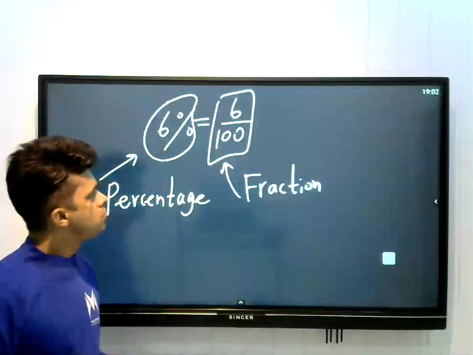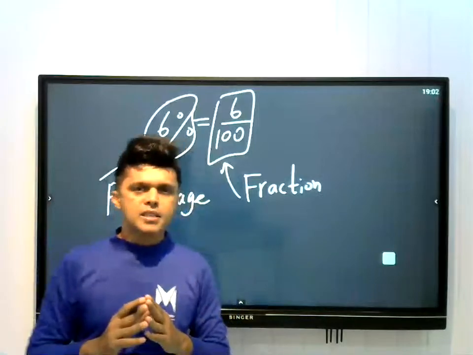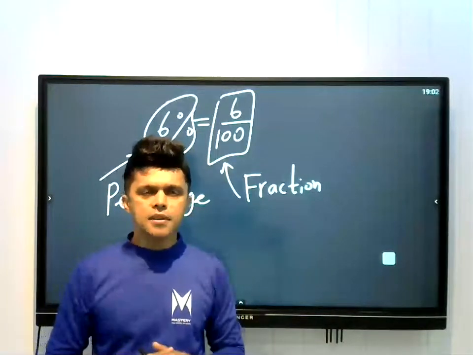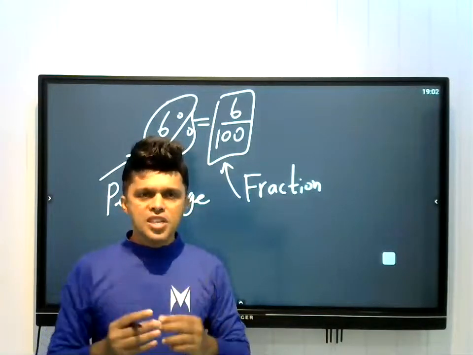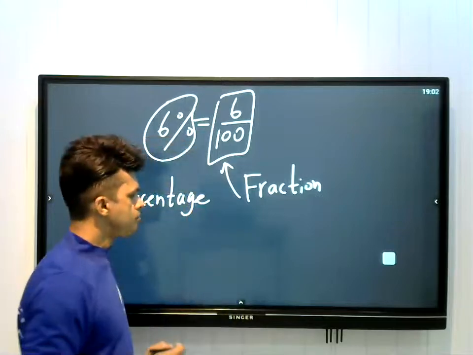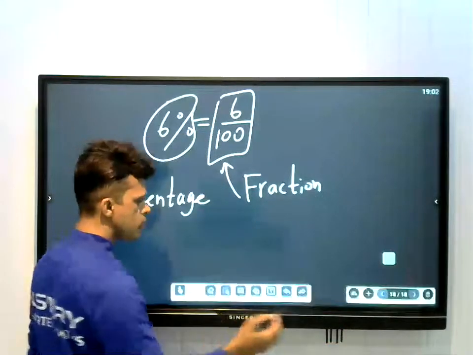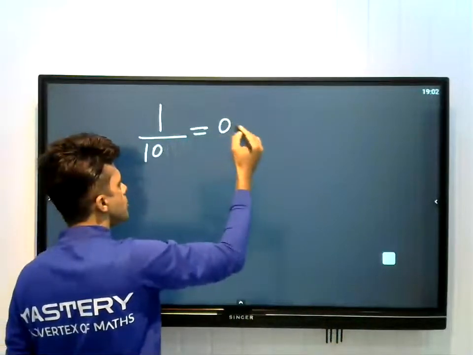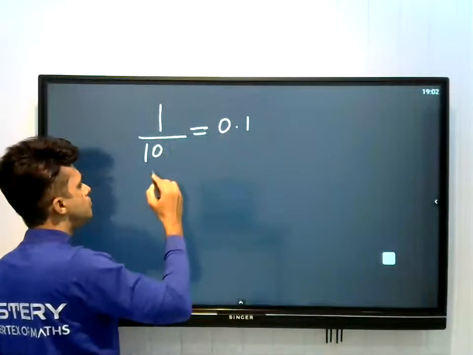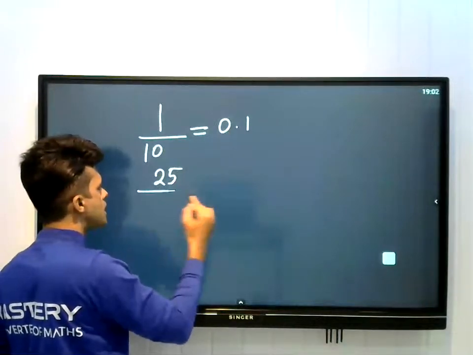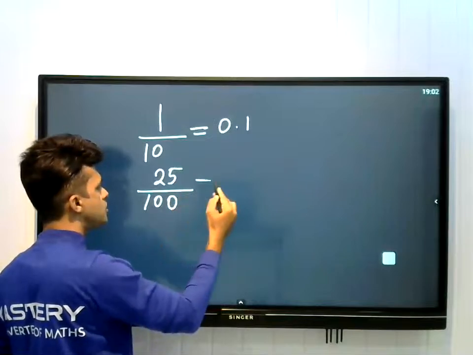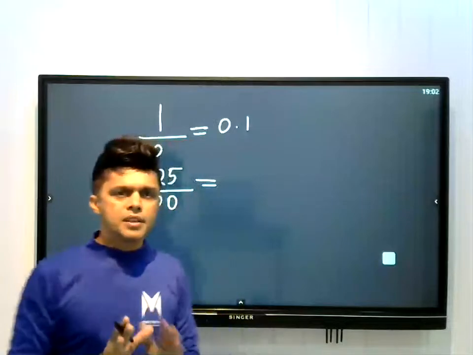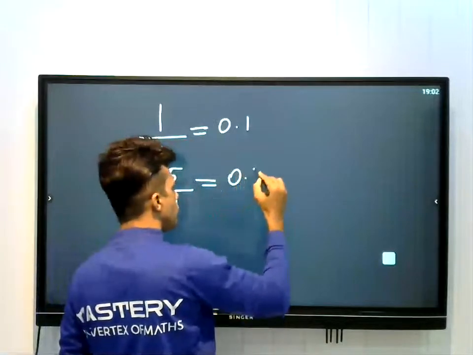Okay, so is it able to write a given fraction as a decimal number? Think of this one. 1 over 10 equals 0.1. 25 over 100, what is the meaning of this? 25 over 100 can be written as a decimal number. This can be written as 0.25.